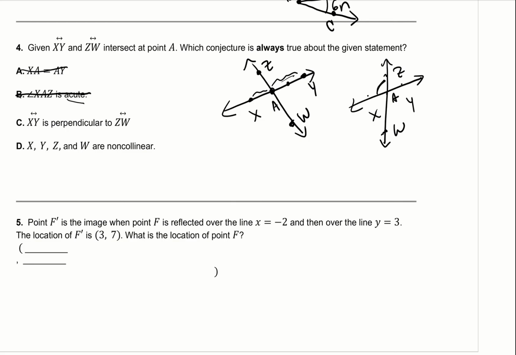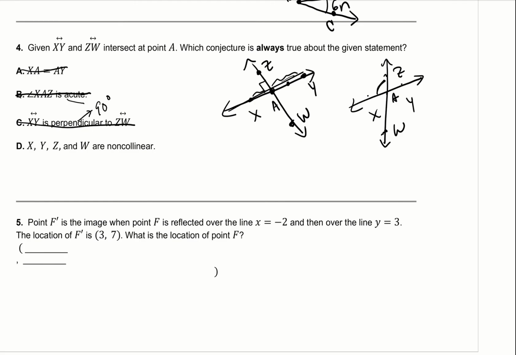XY is perpendicular to ZW. So in this case, they're saying that these cross at a right angle. Again, that's not necessarily going to be true. Like in this diagram here, it's an obtuse angle and it's not a right angle. So this is not true. Remember, perpendicular means that they cross at a 90-degree angle.